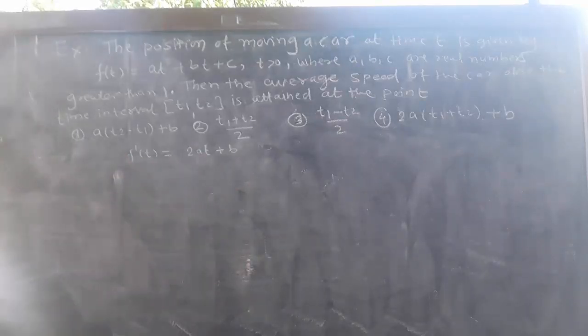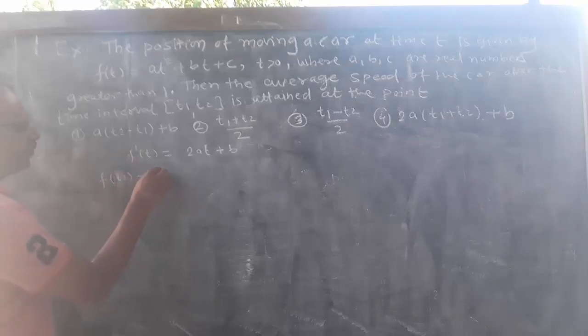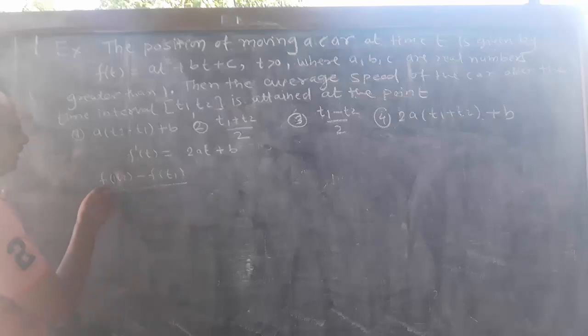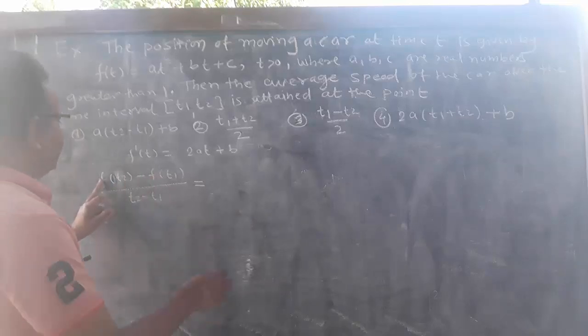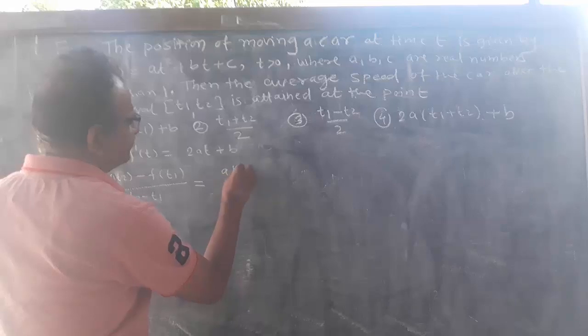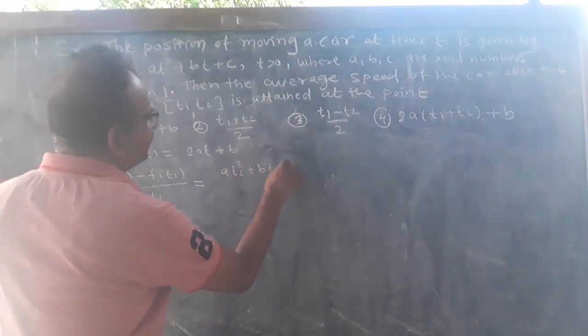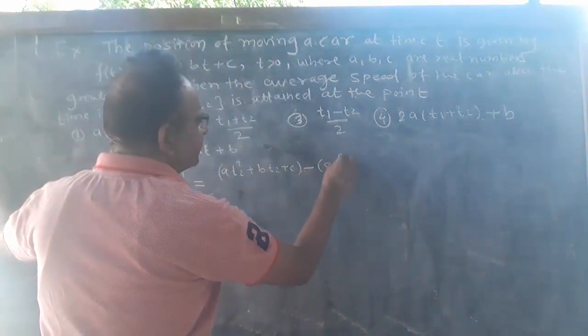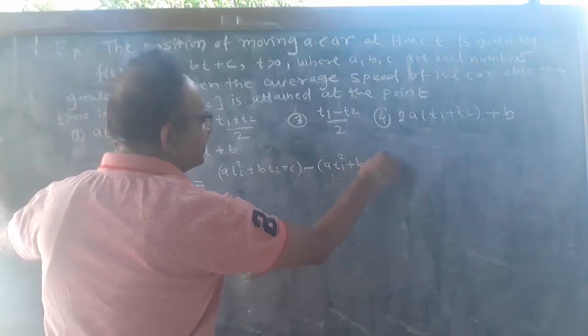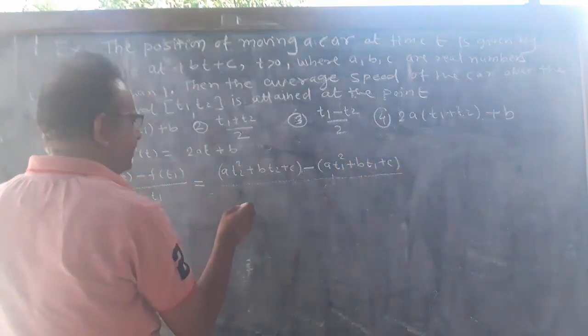Now, over the time interval t1 and t2, we shall find the value of f of t2 minus f of t1 divided by t2 minus t1. We shall try to calculate this value. f of t2 minus f of t1. f of t2 is a t2 square plus b t2 plus c, minus f of t1, a t1 square plus b t1 plus c, divided by t2 minus t1.